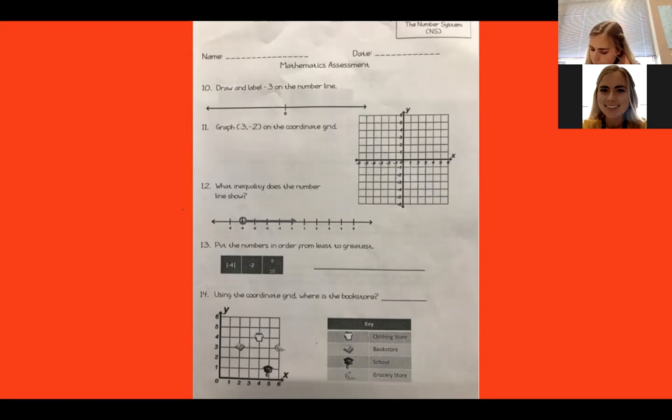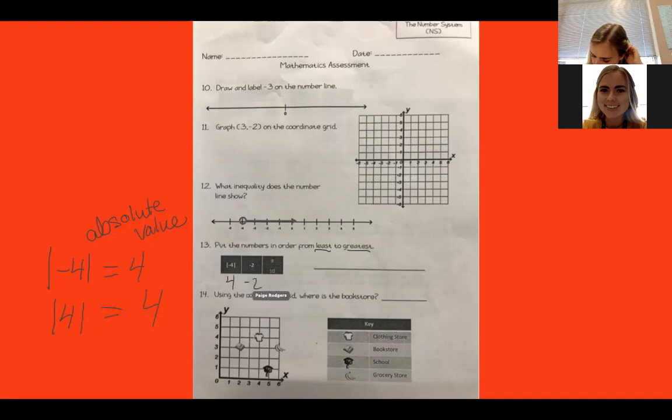13. Put the numbers in order from least to greatest. So the first one has these bars around it. If you remember, this is absolute value. So it's saying it's a distance away from 0. So the absolute value of -4 is +4. Also, the absolute value of +4 is also 4. It's always going to become a positive number. So the absolute value of -4 is 4.